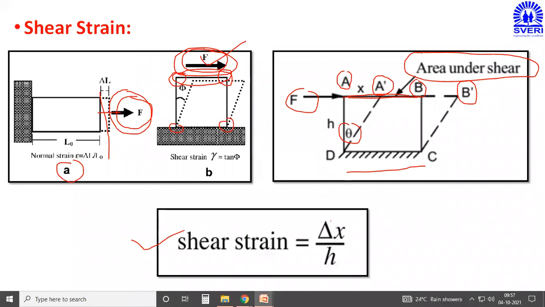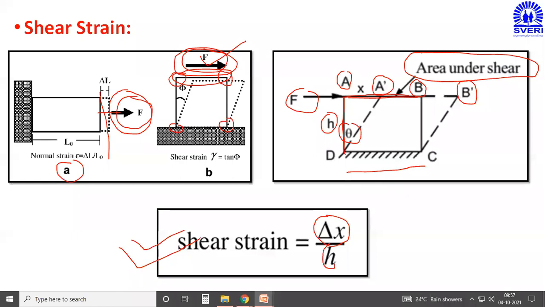So how much change in dimension is taking place? This dx means A to A dash, and this A to A dash distance is similar to B to B dash. Either I can take A to A dash for the further calculation, or I can consider B to B dash. Therefore, shear strain is equal to change in distortion divided by original length. So this vertical length is indicated by the capital S, small h. So this will be your original length. And by using this distortion and the original length, here I have calculated the shear strain.